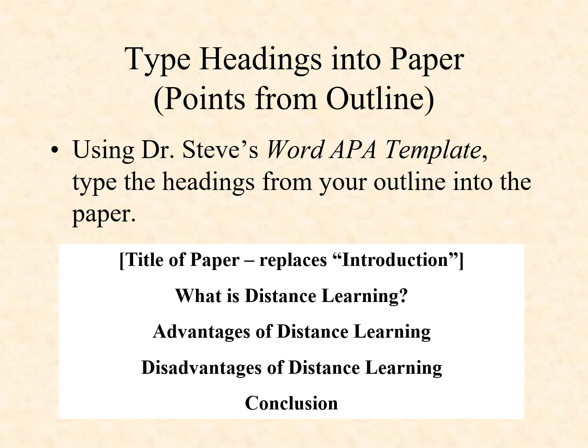Remember to begin by typing your headings from your outline right into the paper. All papers will have an introduction and a conclusion. Now remember that the latest version of APA suggests that we don't actually type the word introduction, that it's understood, and instead of that we're going to type the title of the paper on the first page of the body and skip putting the word introduction.